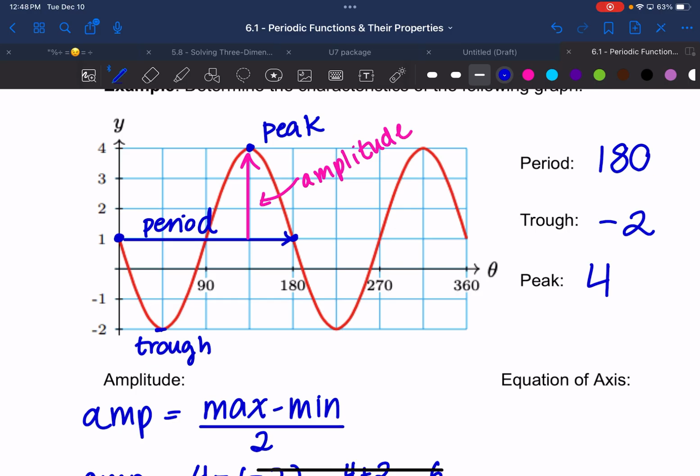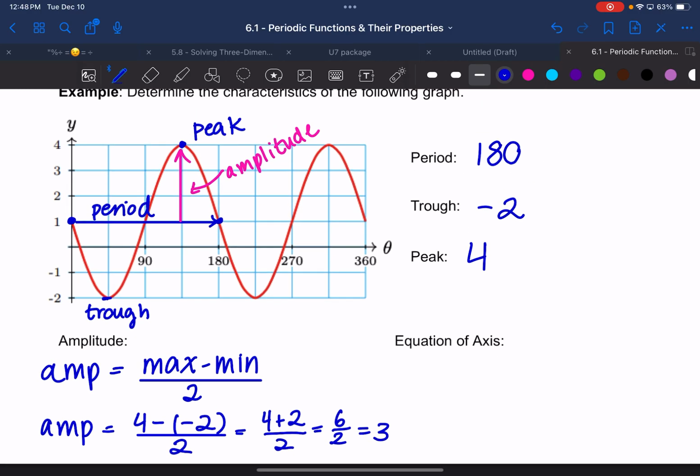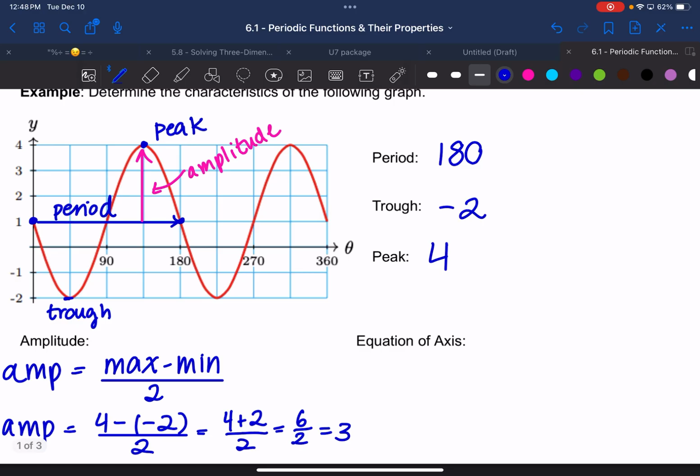And same thing, there's a distance of 3 here. Unintentionally, we've also solved for the equation of axis here. We can kind of see it. Sometimes you can eyeball it and be like, oh, that's the line that cuts it perfectly in half. Or you can algebraically determine it.